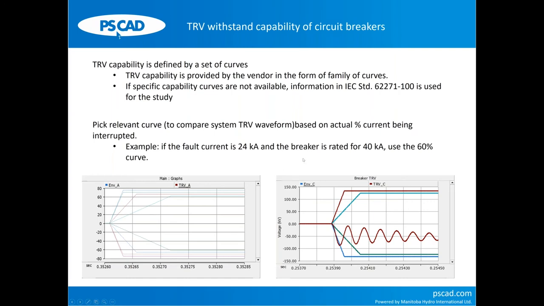Sometimes in practical cases the current may be 50% or 70% or some values not shown here, then the IEEE suggests linear interpolation between the curves. So you do your own linear interpolation, and in PSCAD, I will demonstrate within a few minutes, you can define your own capability curve. By interpolating, you can define your own curve and compare it with your TRV.